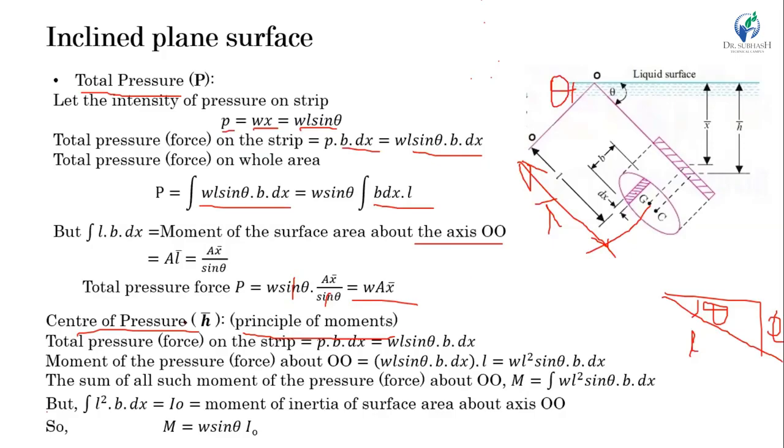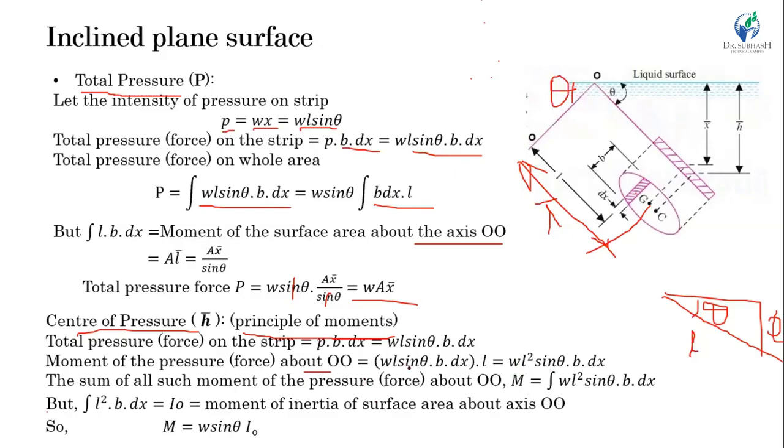Then we will equate these two moments, and we get the final equation for H bar. So let's consider the pressure force acting on the strip, which we have derived here: W L sin theta times B dx. Then the moment of this pressure force about the axis OO is this force times the distance of the strip, which is L. So here W L sin theta B dx times L gives W L square sin theta into B dx.